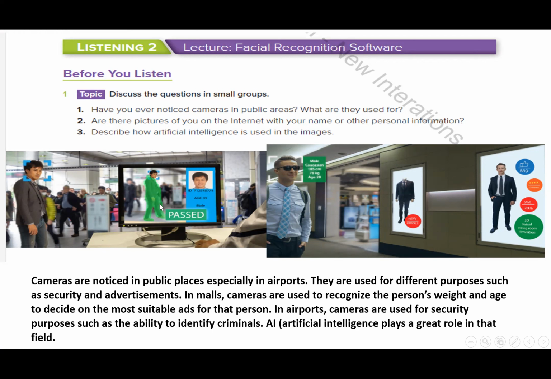زي ما انت شايف الصورة التانية, جابت هنا الـ age, عمره, جابت الـ ID, جابت الـ gender. So cameras are used to recognize the person's weight and age to decide on the most suitable ads. Ads means advertisements, لو الإعلانات, for that person. In airports, cameras are used for security. طبعا دي مستخدمه من زمان، الكاميرات بتستخدم للسكيورتي in airports. So again, in airports, cameras are used for security purposes, such as the ability to identify criminals. AI or artificial intelligence, الذكاء الاصطناعي, plays a great role in that field. So our lesson today is about facial recognition software. Let's go on.